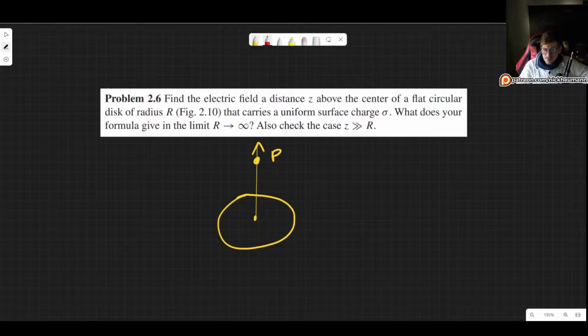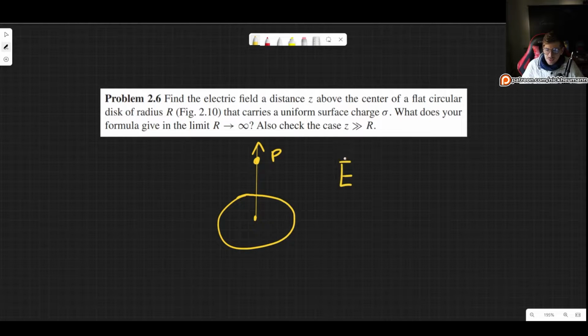Alright, so this situation is very similar to the one that we did in problem 2.5, which is also on my channel. I will link it in the description because it will be very useful to understand this one. Basically, it's the same problem, but this time it's not a line charge. This time we have a surface. So for that reason, the electric field will be calculated a little bit differently, right?